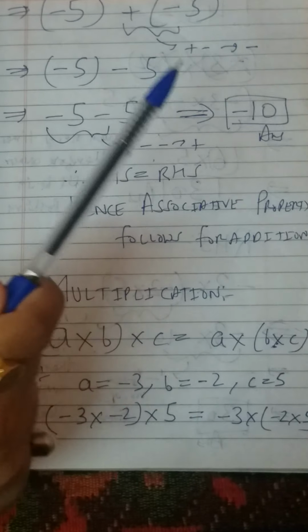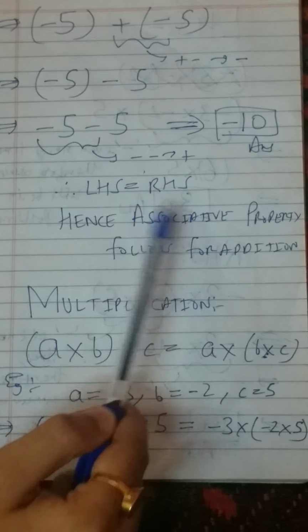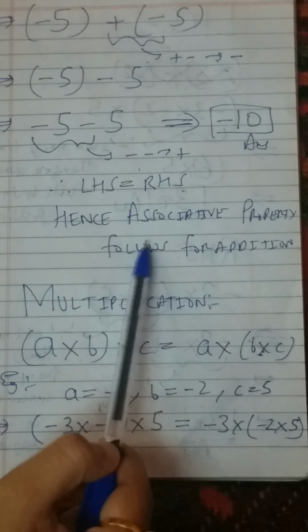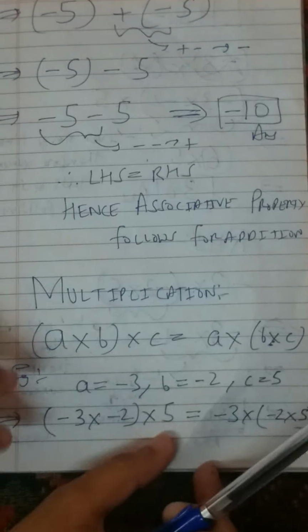So minus 10 is equal to LHS. That means LHS equal to RHS. Hence the associative property follows for addition. Okay. Now we will go to multiplication.